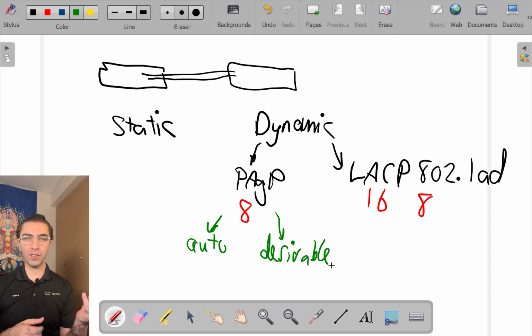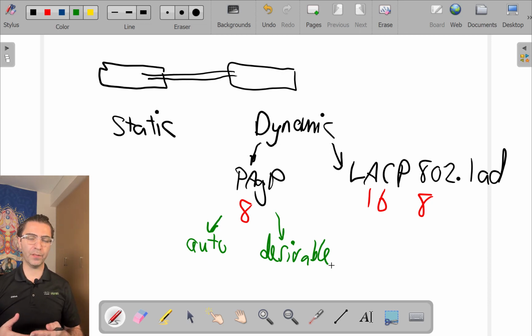So if one side is auto and the other side is desirable, there's a chance a port channel forms. But if you set both sides to auto, no port channel will be formed because both of them are waiting for the other side to start the negotiation, but no one has started. So obviously no port channel will be formed. But you can have one desirable, one auto, or 2 desirables.